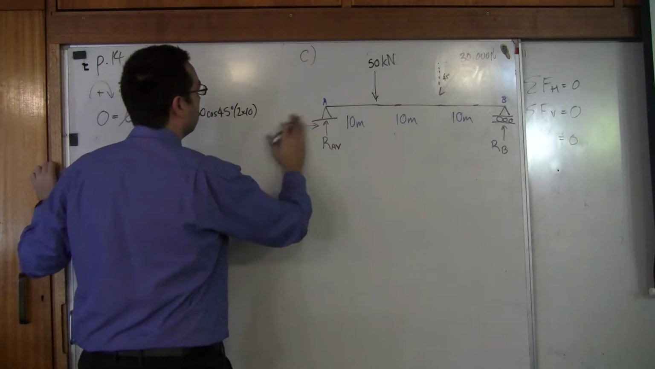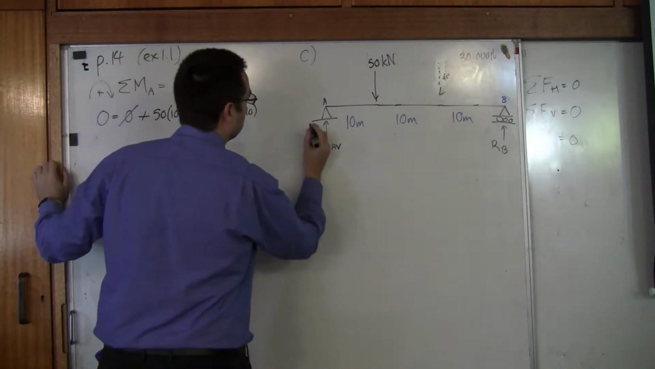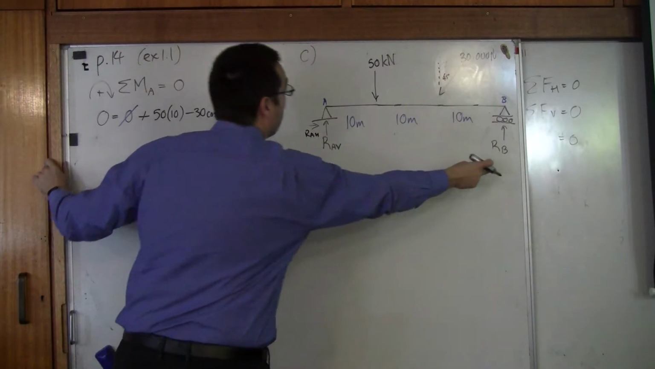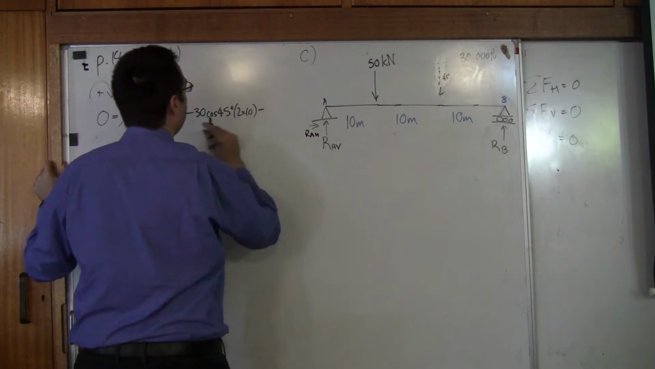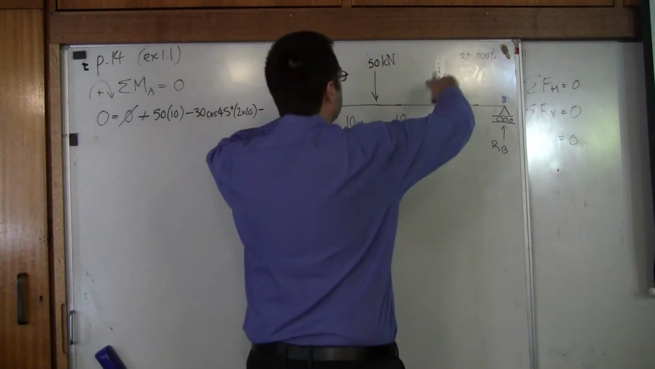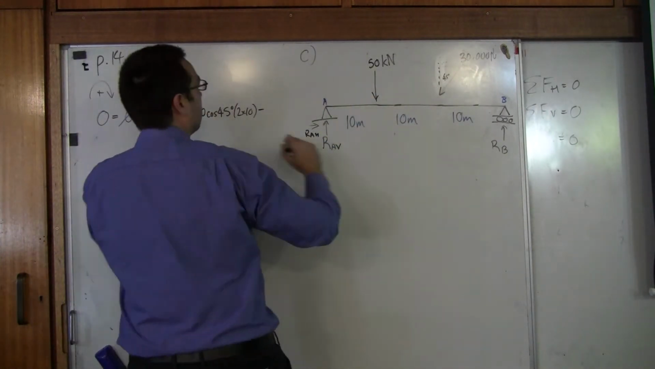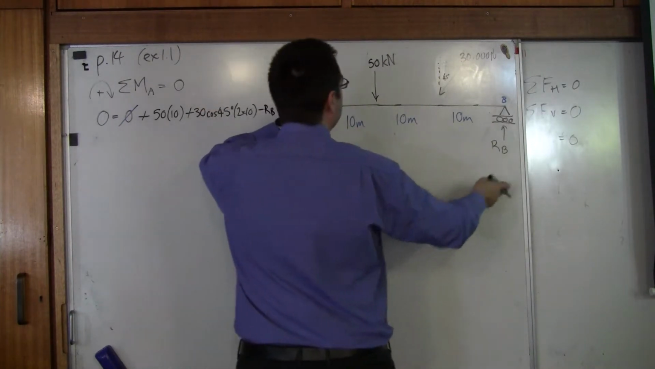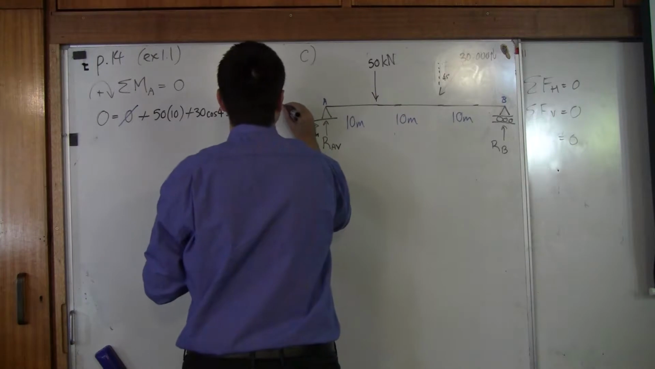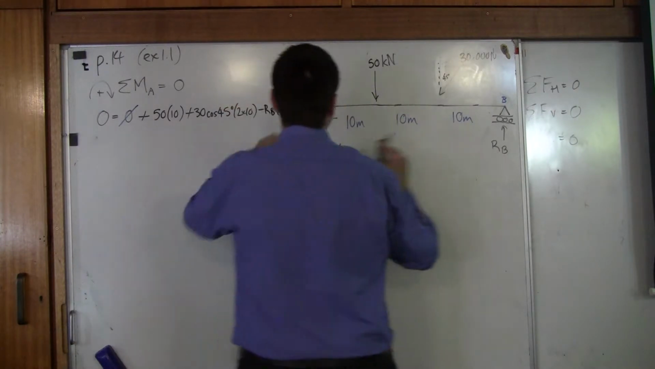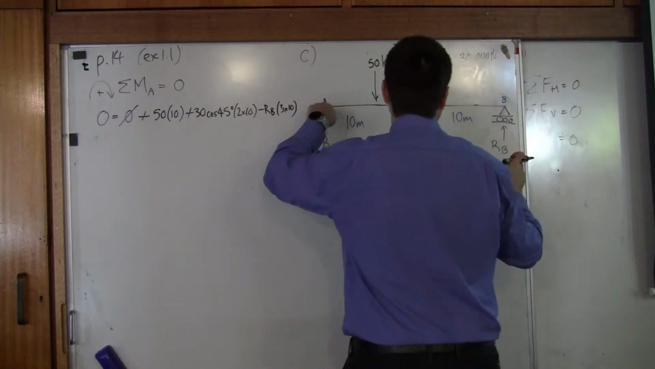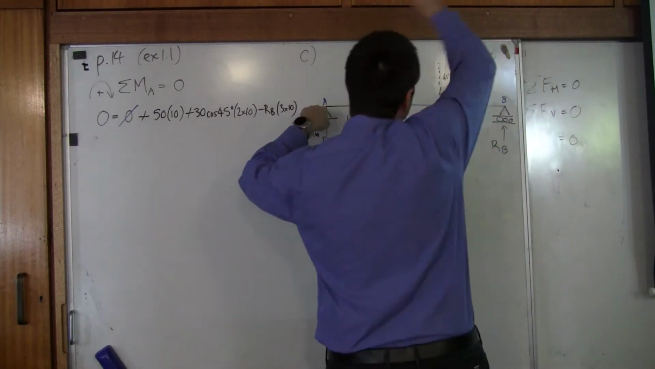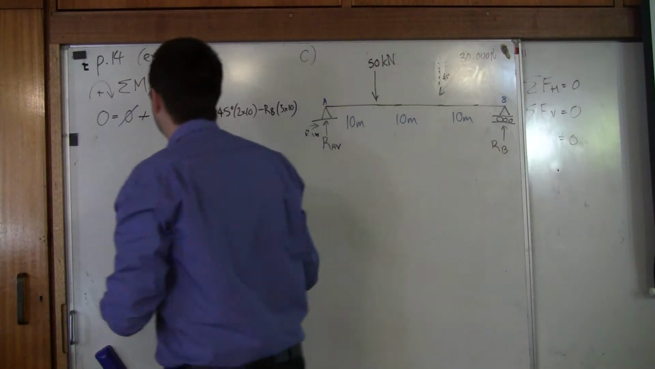Then finally, we've got our last force, which is RB. Is this going clockwise or anti-clockwise? Clockwise, sorry. We've got RB, and RB is 3 times 10. Is it clockwise or anti-clockwise? Relative to point A, if we're pushing up, it's going to turn this beam anti-clockwise. So we're going to leave that as a minus sign.